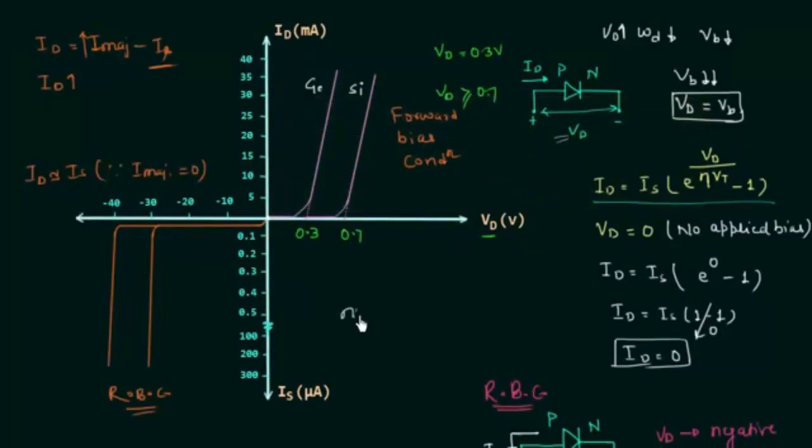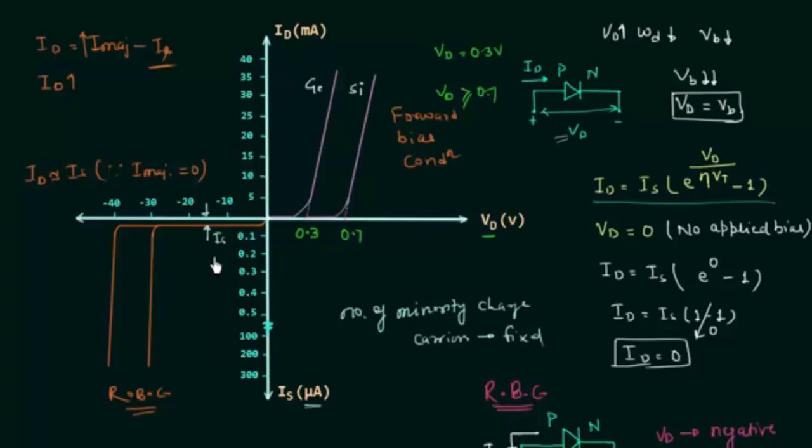Let me write this down. Number of minority charge carriers is fixed, and because of this we have a very small current in the beginning. If you go on increasing the temperature, the current will not change, and this current is IS, the reverse saturation current. It is a very small current, in the order of microamperes, and this is very small because it only depends on the minority charge carriers, and the number of minority charge carriers is very small.